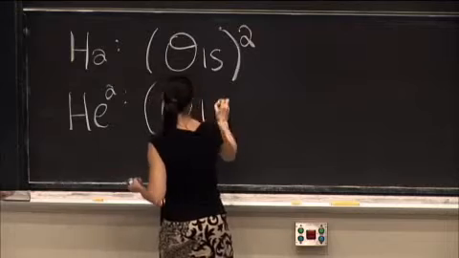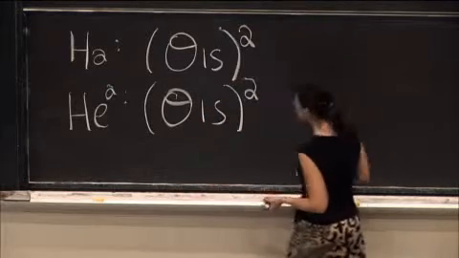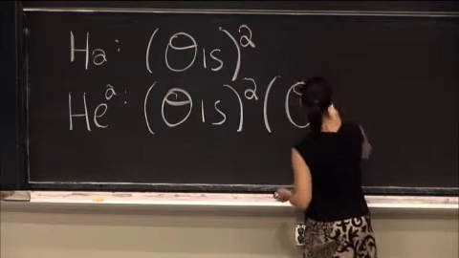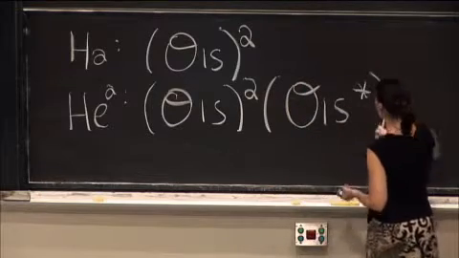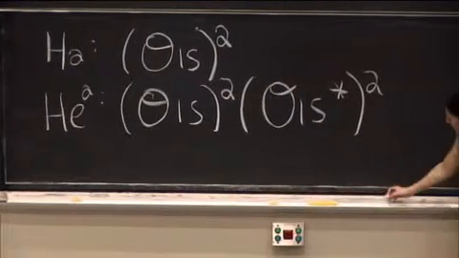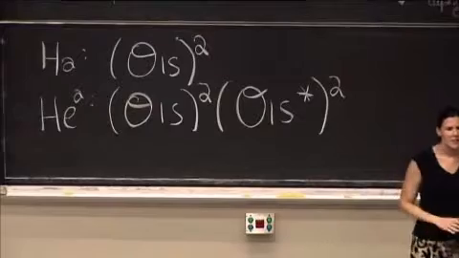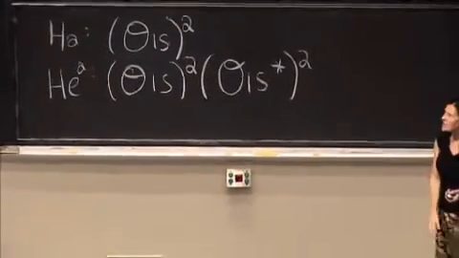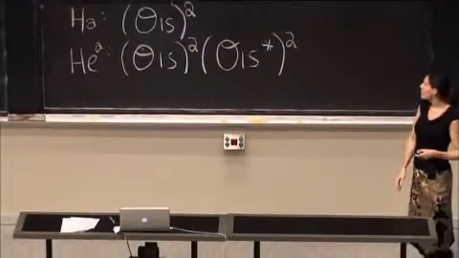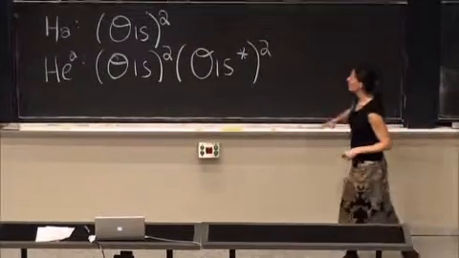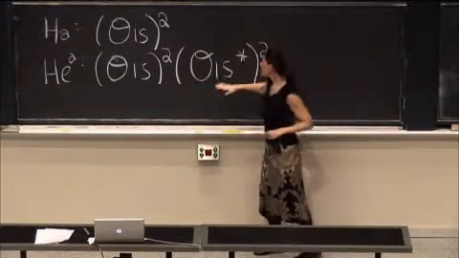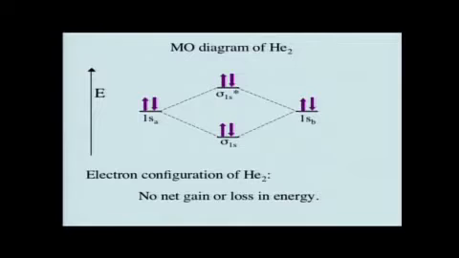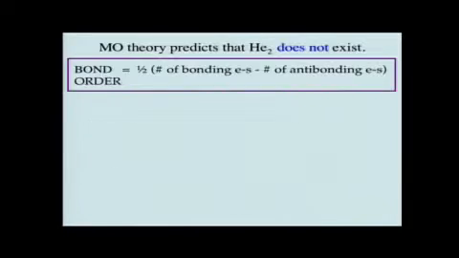So we have sigma 1s, that's going to be squared. And then we have sigma 1s star squared. So we can compare the 2 electron configurations, and we can actually think about what we figure out from them. And we see that 2 electrons are lowered in energy, 2 electrons are raised in energy. So we have no net gain or no net loss in energy for He2.